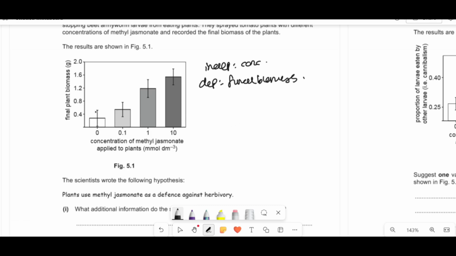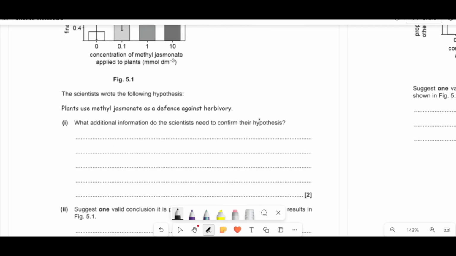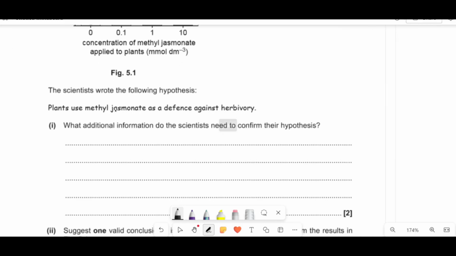If we have a look at this data, then we can see that we have these bars that are equally distant from the mean, so those are your SDs, right? Your standard deviations. So we can see that as the concentration goes up, the general trend is that the final plant biomass is going up, which implies that they must be eating less, right? Fine. So the student wrote this hypothesis: plants use methyl jasmonate as a defense against herbivory. What additional information would they need to confirm this hypothesis?